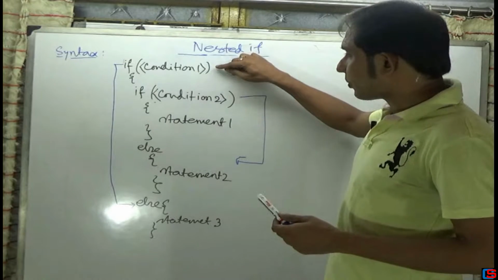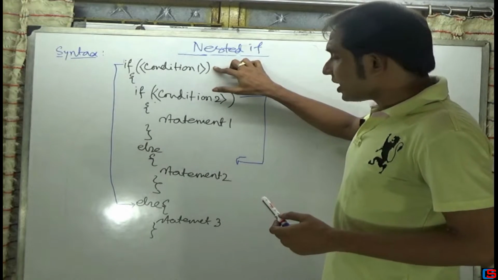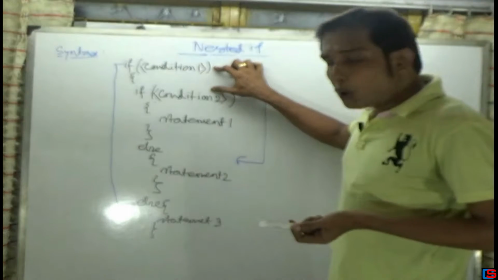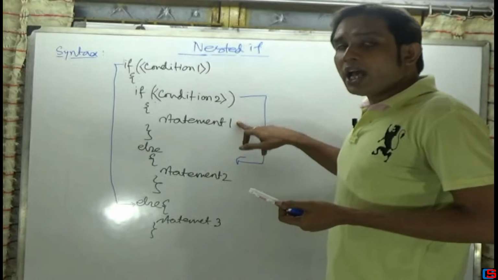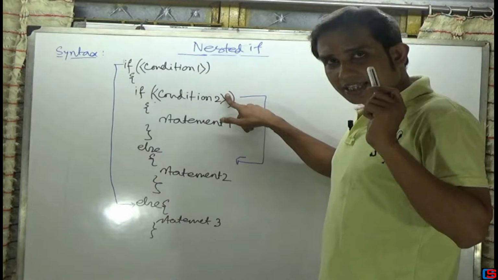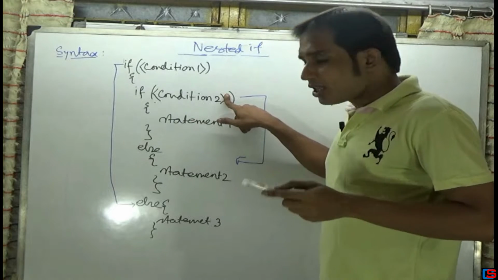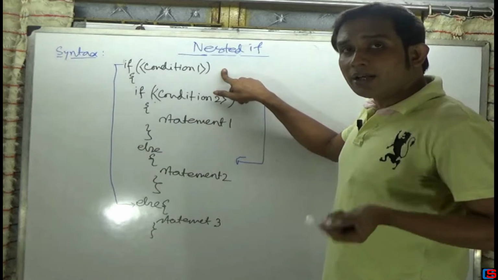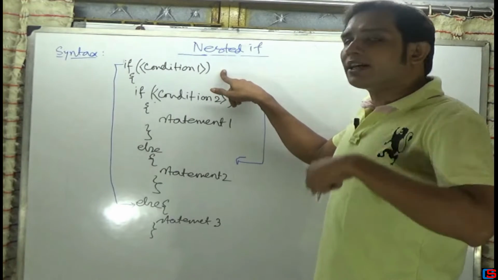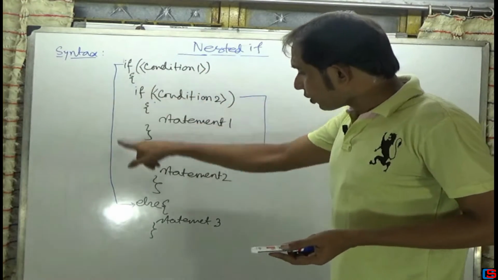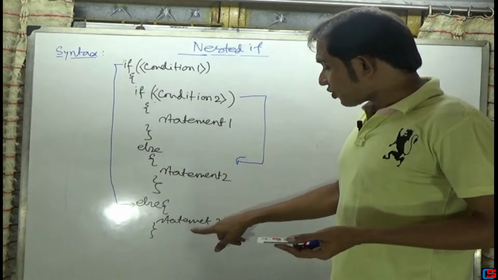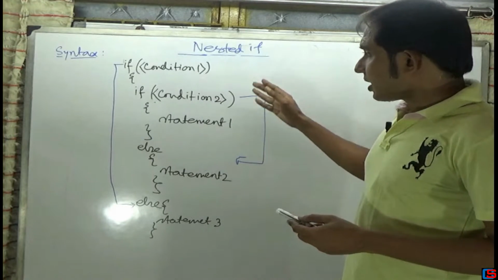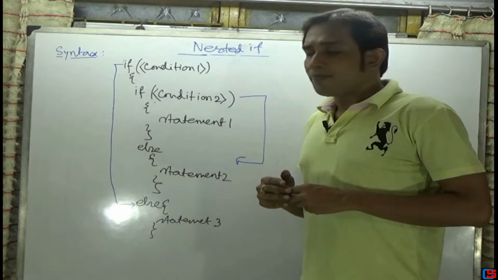So if condition 1 is true, then it is going to check another condition, and if condition 2 is true, then statement 1 will execute, and if condition 2 becomes false, then statement 2 will execute, and if condition 1 at the very first time becomes false, then the control goes to the else block and statement 3 will execute. So this is the syntax of the nested if.